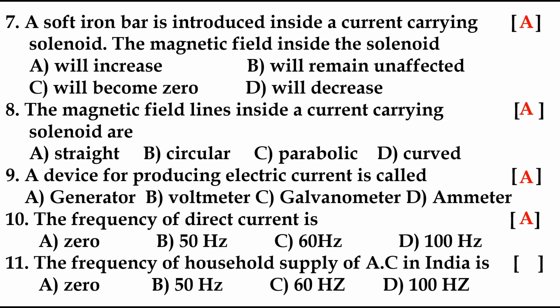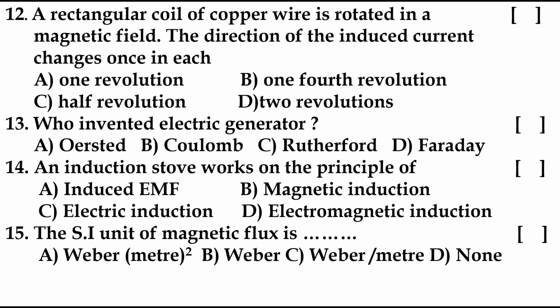11th bit, the frequency of household supply of AC, alternating current, in India is dash. Option A 0, option B 50 Hz, option C 60 Hz, option D 100 Hz. Answer is option B 50 Hz.